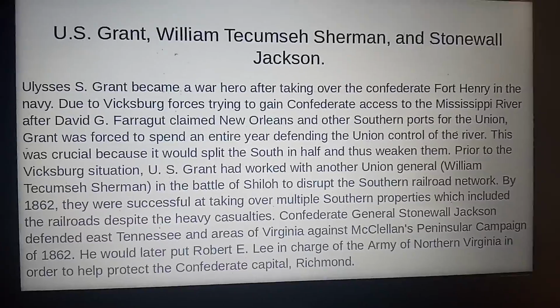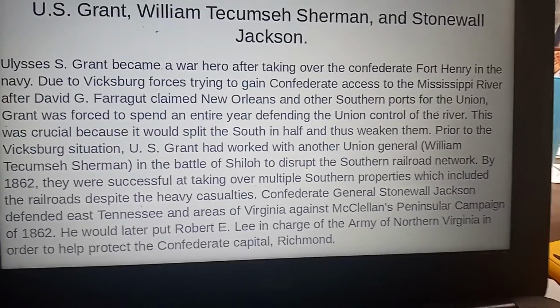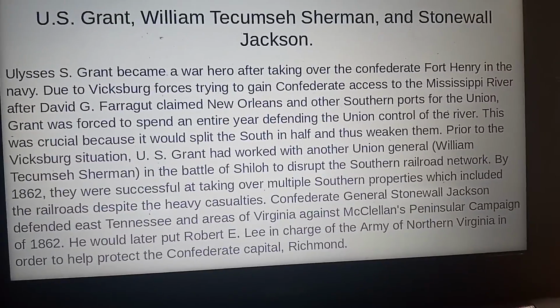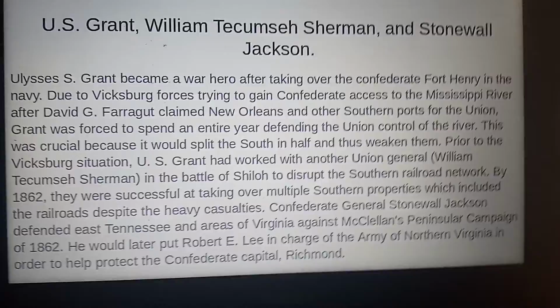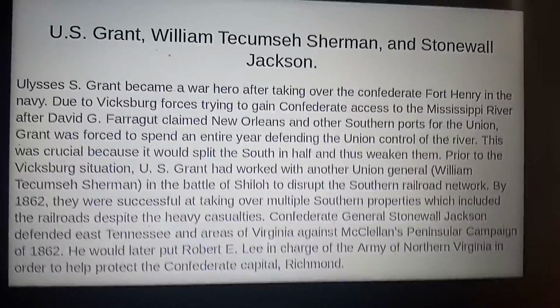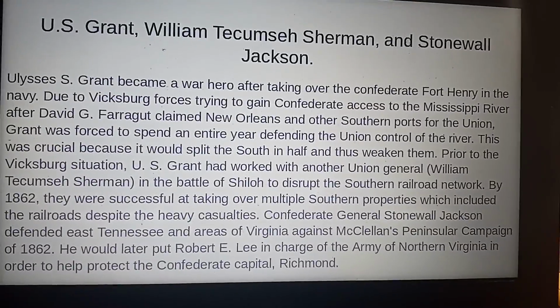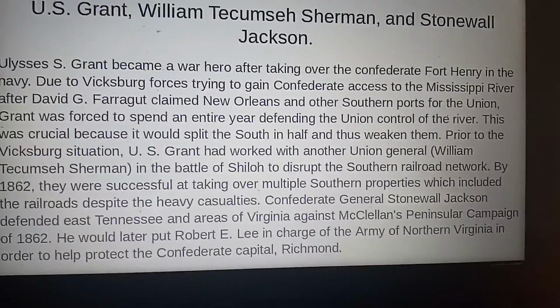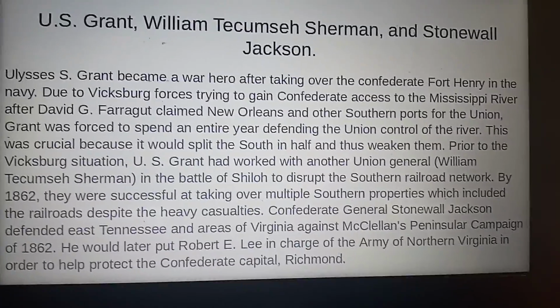Here is some information about major generals in the war. U.S. Grant would later be our president and was a major Union general. William Tecumseh Sherman was a Union soldier under Grant, and Stonewall Jackson, of course, fought for the Confederacy and, as mentioned, appointed Robert E. Lee.